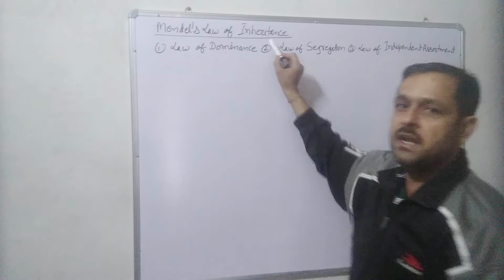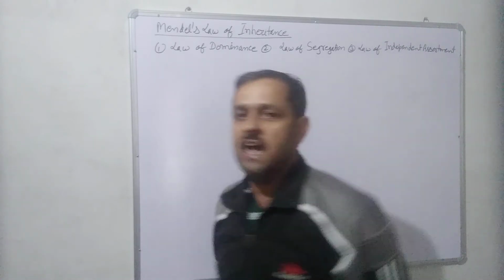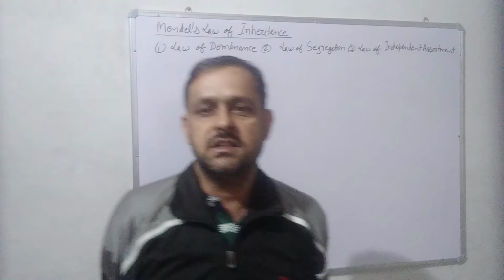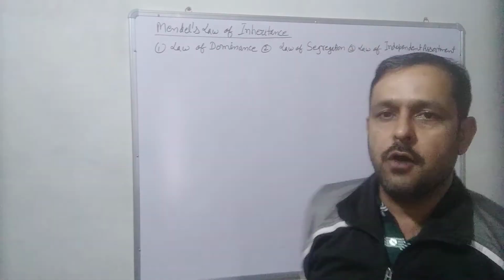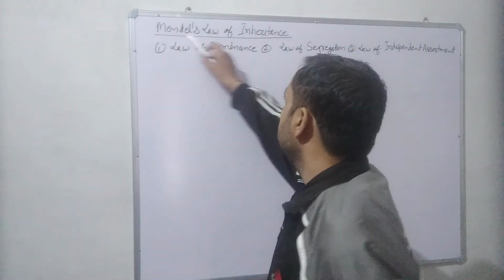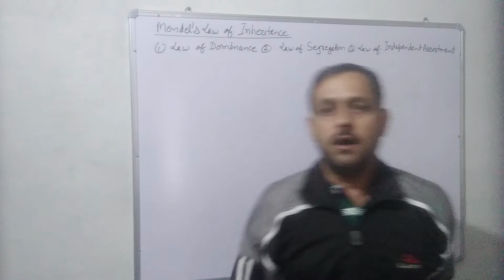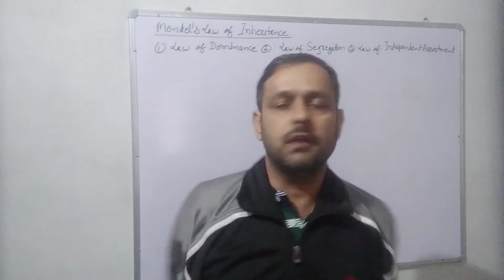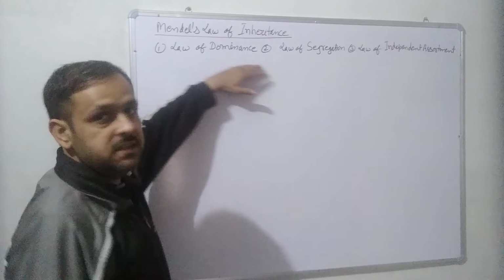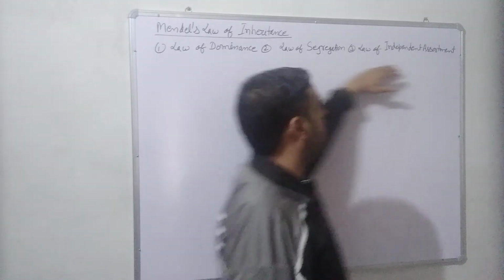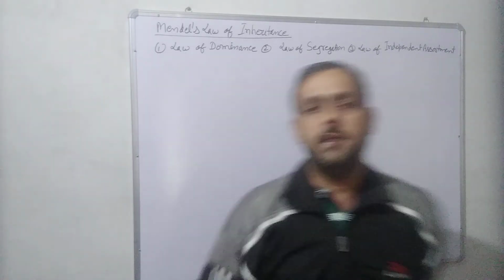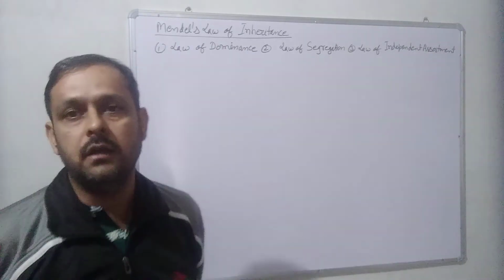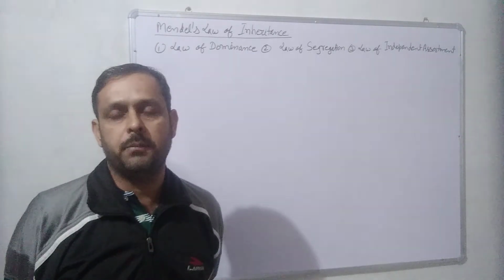Mendel's law of inheritance, and these laws are also called the law of genetics. So a question comes, like, write down the law of genetics or Mendel's law of inheritance. On the basis of two experiments, Mendel gives three rules. First, law of dominance, second, law of segregation, and third, law of independent assortment. So there is a 1 mark question prepared here.